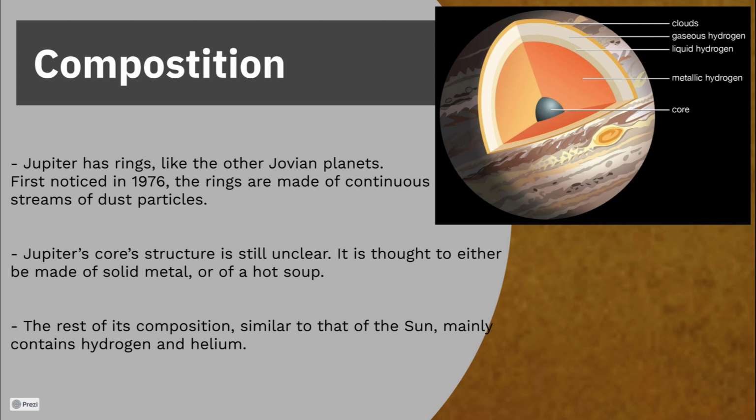The planet's composition could be divided into three sections. First, its atmosphere contains gas, helium, and molecular hydrogen. Second, the mantle is made of metallic hydrogen. And last, its core, whose structure is still unclear, but thought to be made of solid metal or of molten rock.